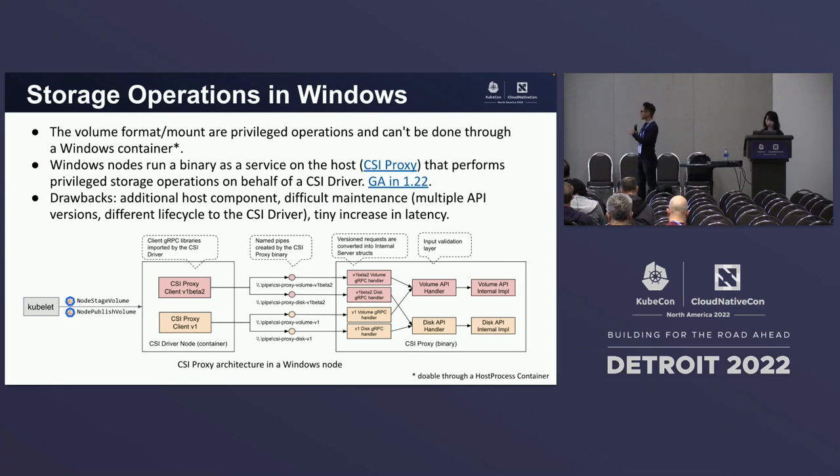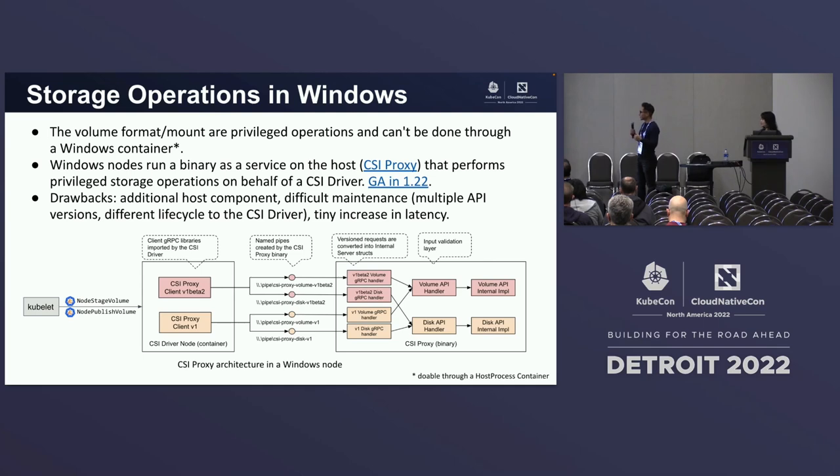A few of the drawbacks of this model, that are not only for storage but for most of the proxy components in Kubernetes, is that we have an additional component that we have to maintain, which is CSI Proxy. And it's difficult to maintain, as I mentioned. We may have new features, and those need to be part of a new release. So that eventually becomes hard to maintain.